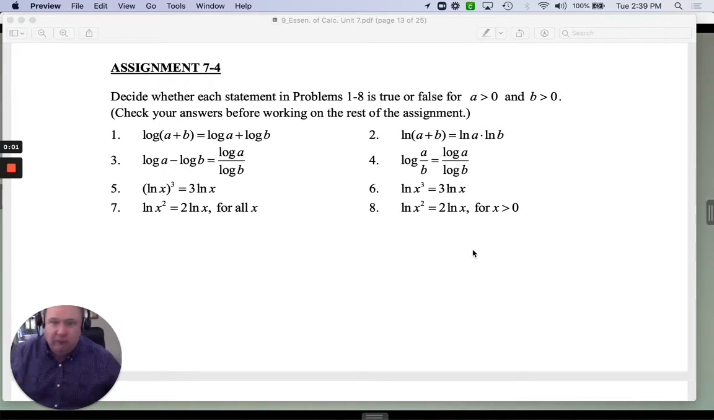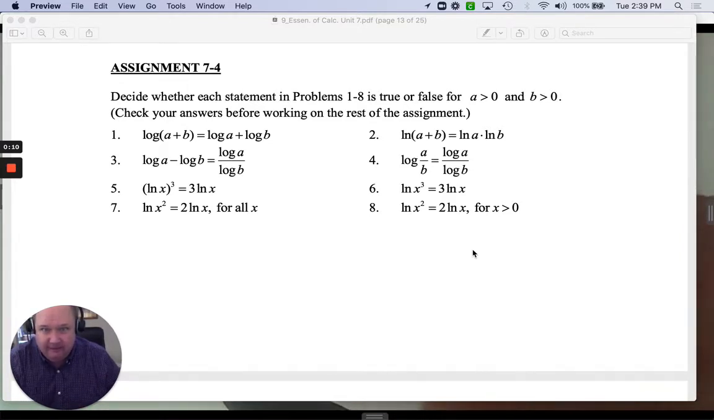Assignment 7-4. Let's do this. The first questions are all pre-calculus, mostly on logarithms. Good review. You need it. We'll do it together. Look at each statement there. So I'm going to write it down.